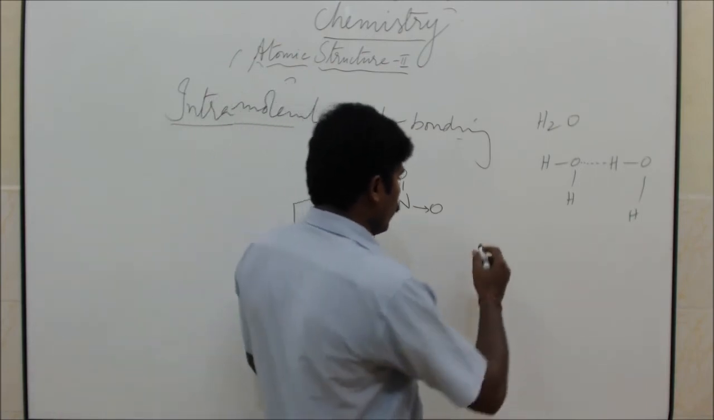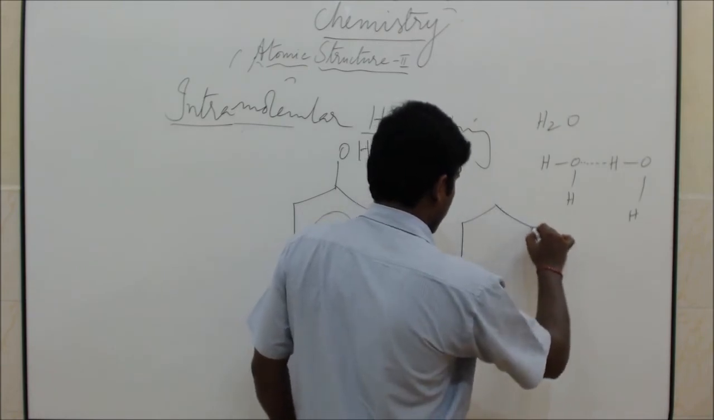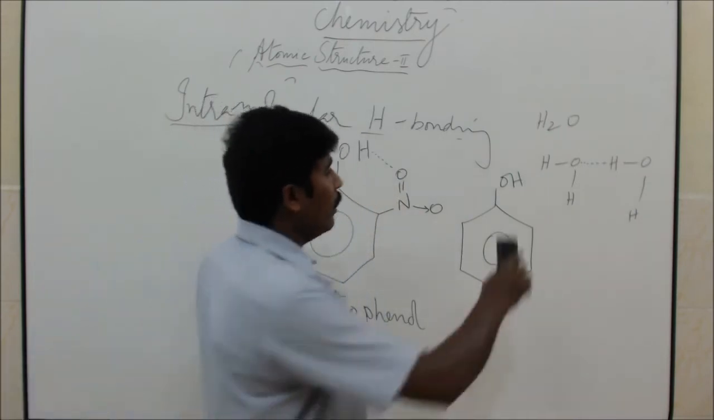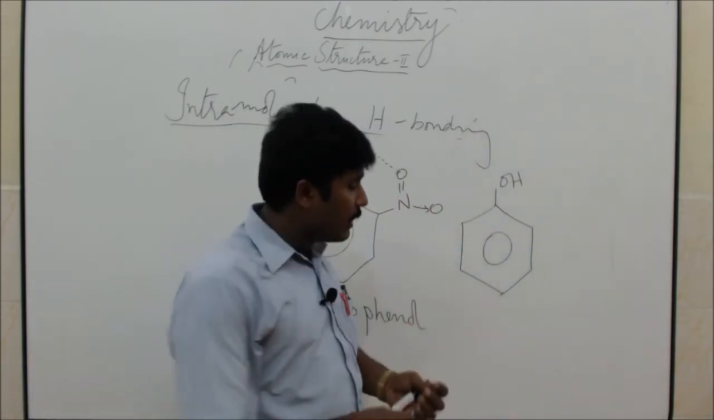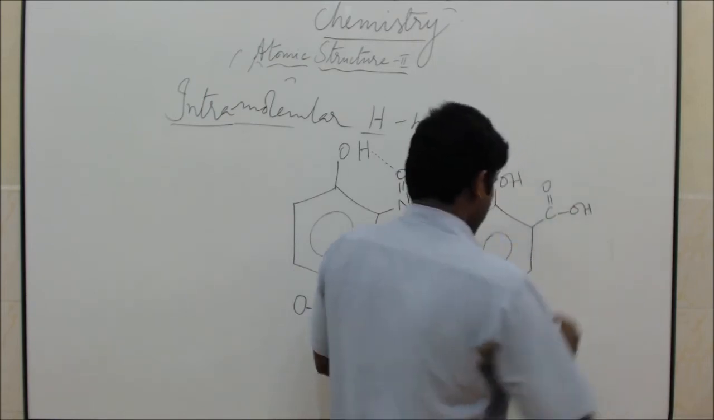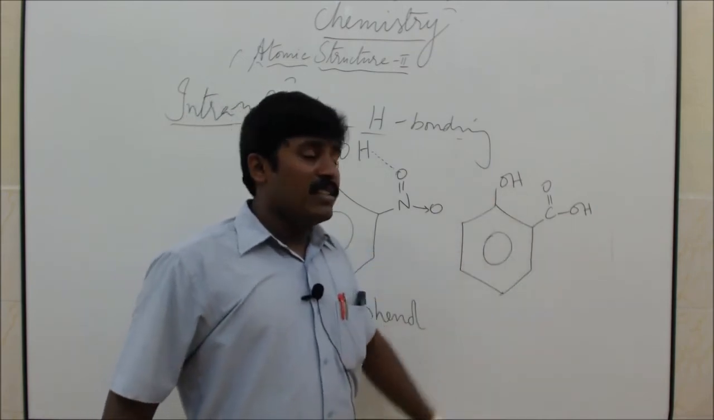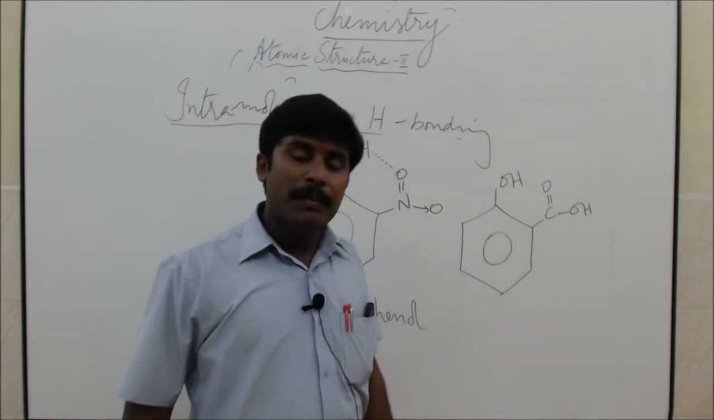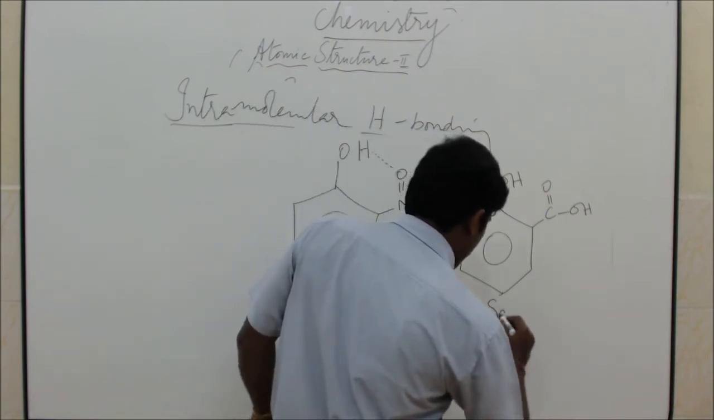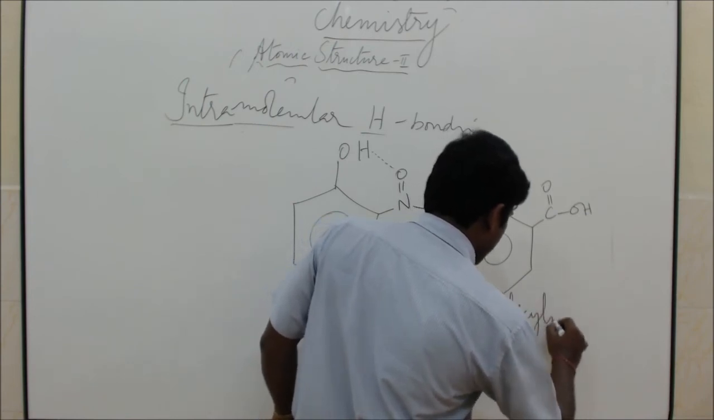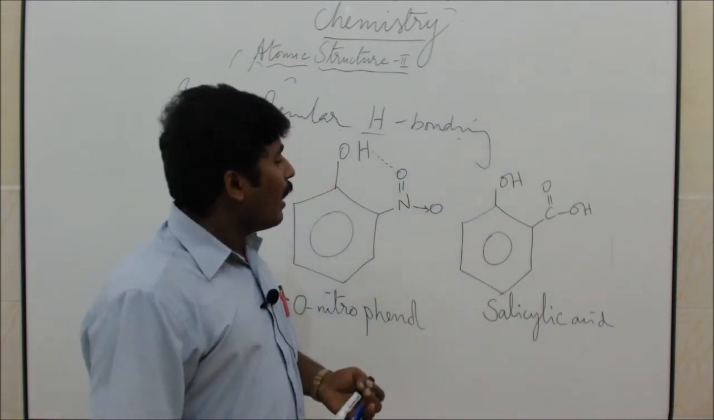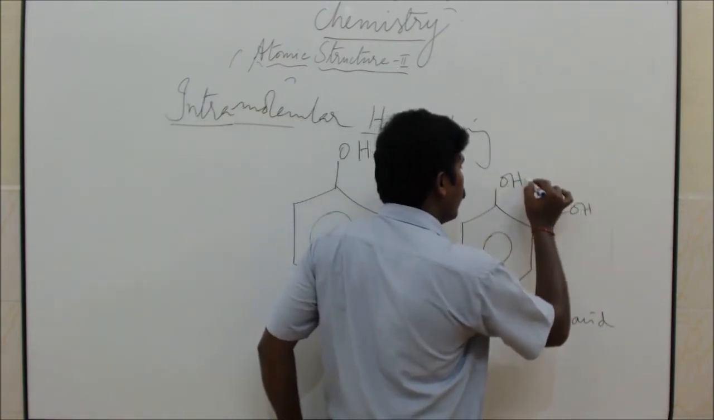One more example. This is phenol. Now phenol contains, in the ortho position, one carboxylic acid group. This is named orthohydroxybenzoic acid, nothing but salicylic acid. Not cyclic. Salicylic acid. Okay. Here hydrogen bond between this H and this O.